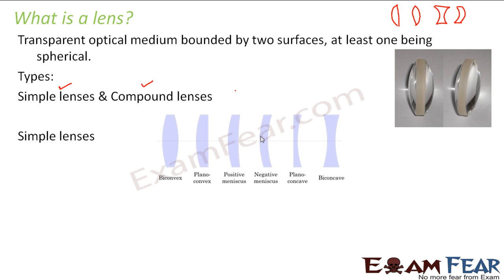Similarly, this is made up of two convex, so this is known as negative meniscus. This is made of one plane and one concave, called plano-concave. That is made up of two concave and therefore called biconcave. So by combination of different spherical surfaces and plane surfaces, we get these different types of simple lenses.